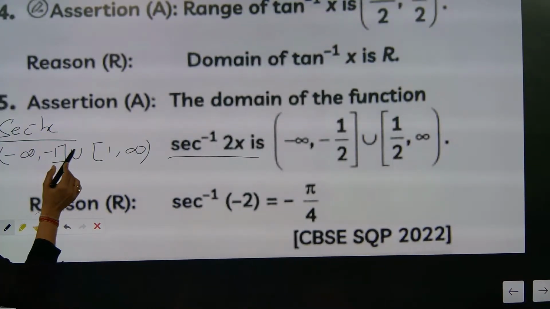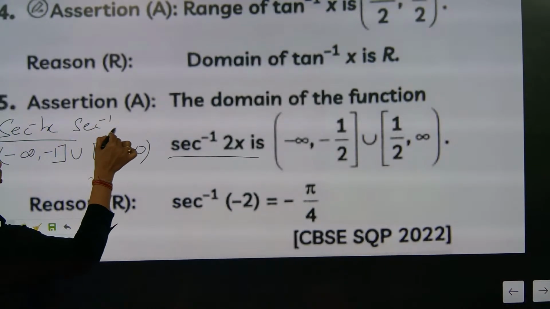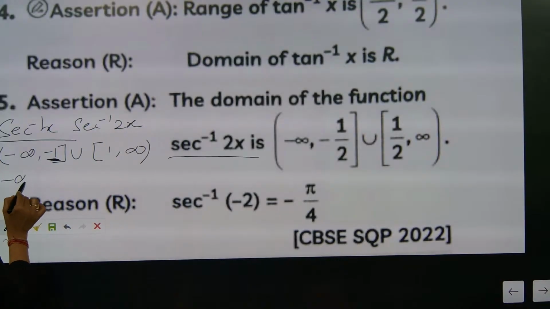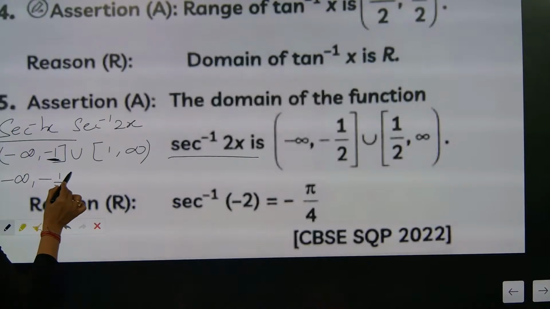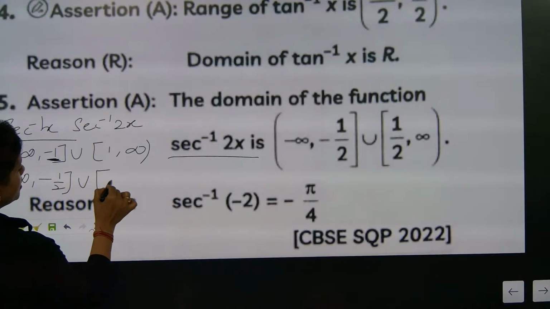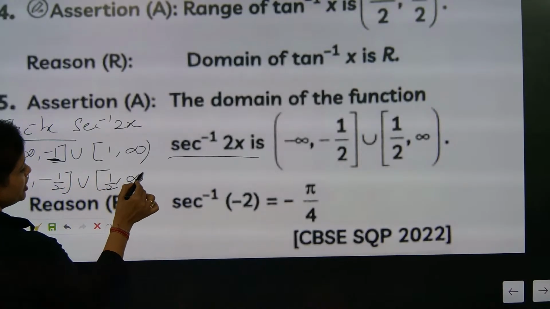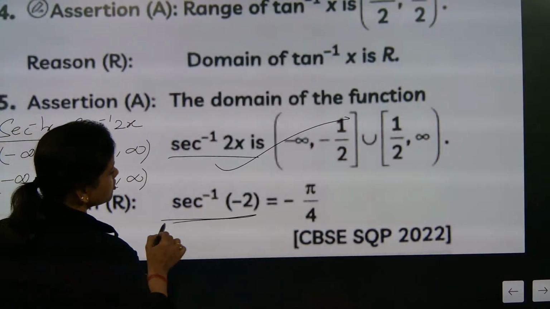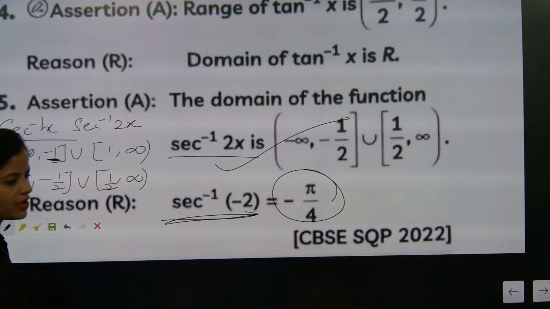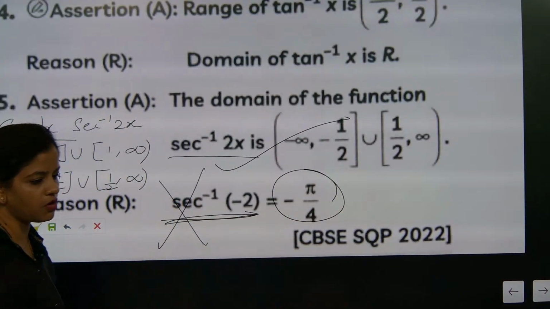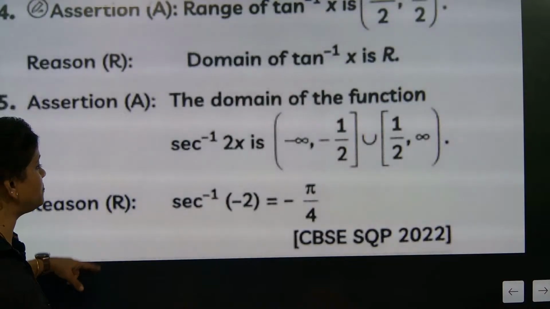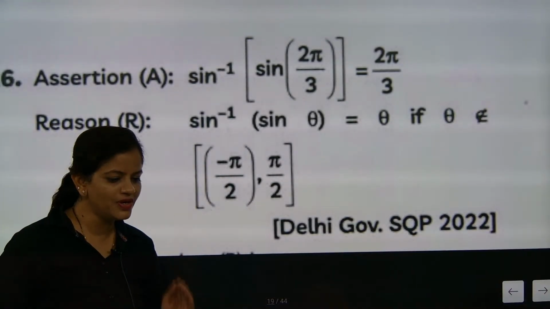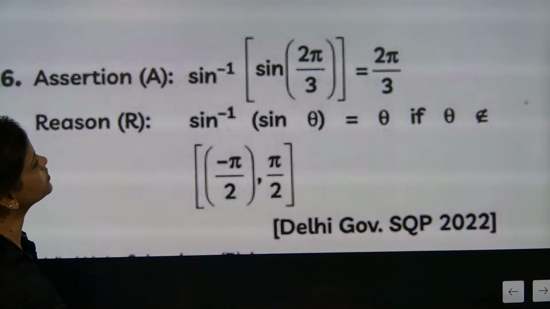But beta, when you write secant inverse 2x, it will become half. So minus infinity to minus 1 by 2 closed interval union 1 by 2 to infinity. So bingo, this statement is true. But secant inverse of minus 2 is not minus pi by 4, so this statement is wrong. Like this, assertion reason in CBSE released papers, if you check very carefully, we will do CBSE released assertion reason also. Just let's finish this one out.